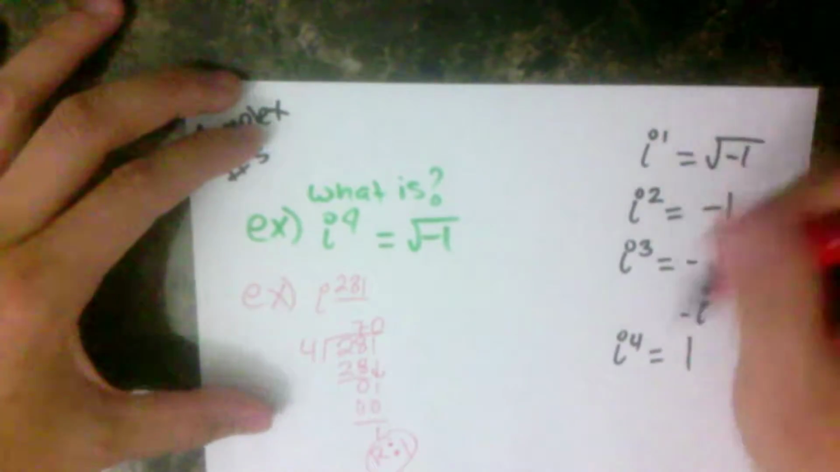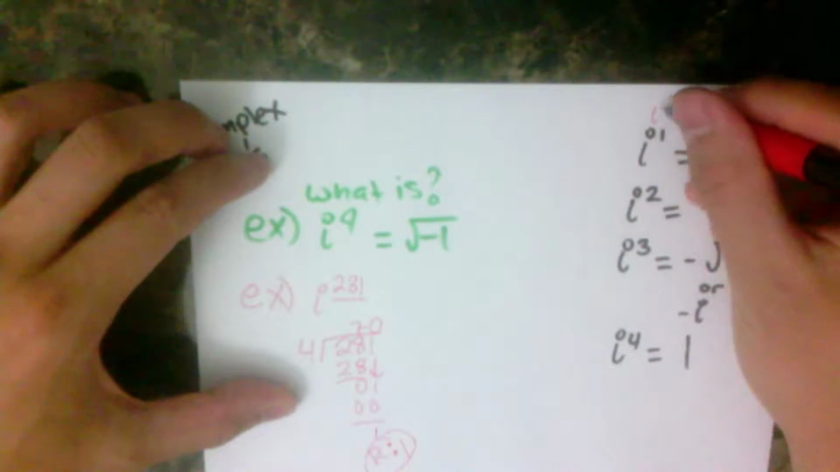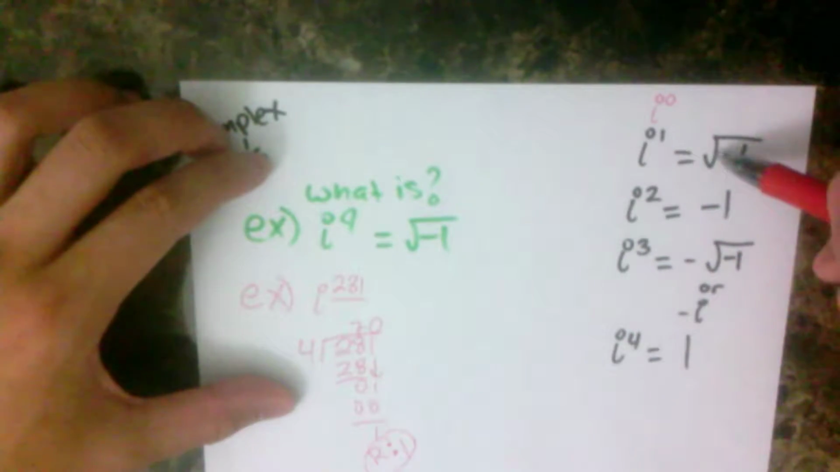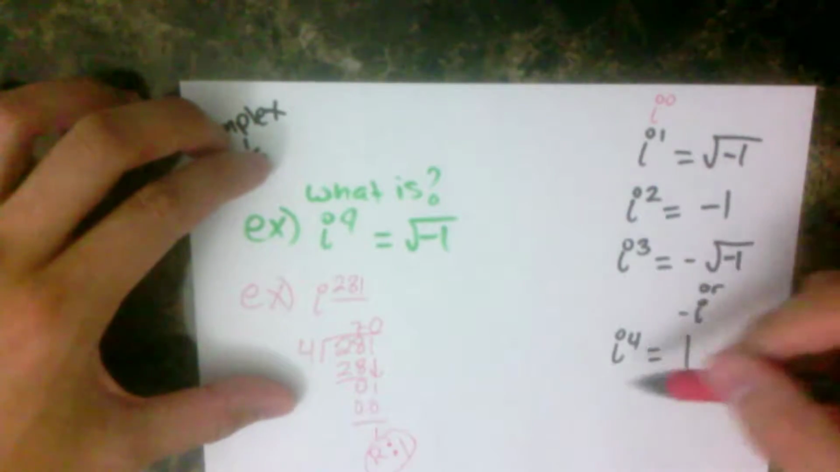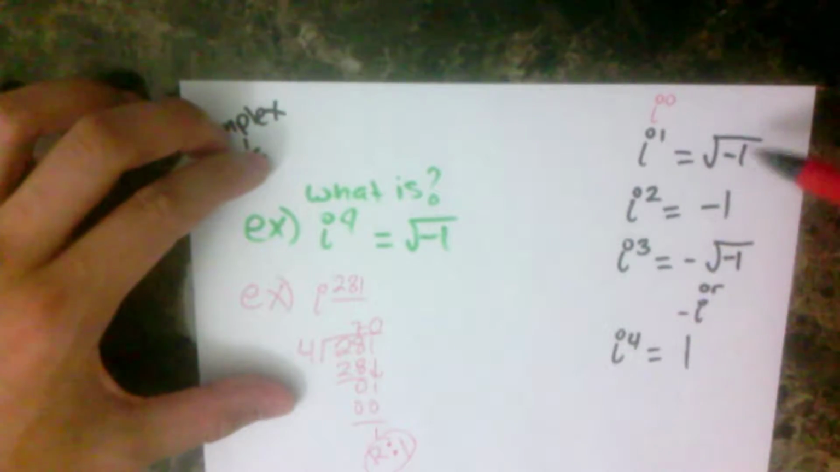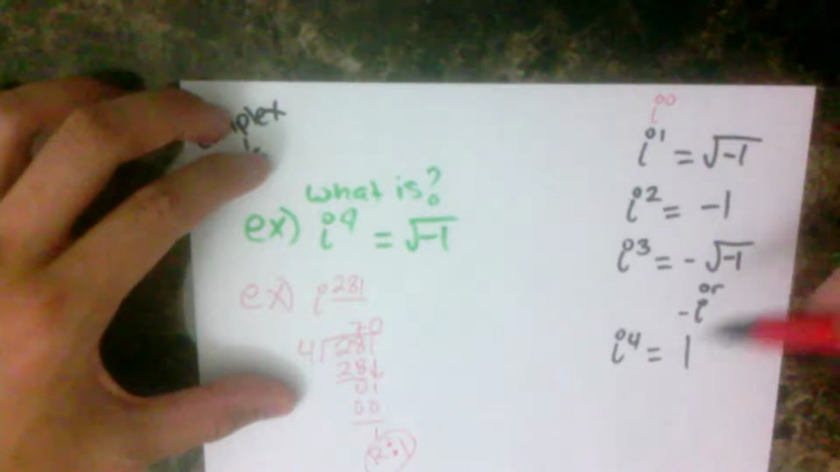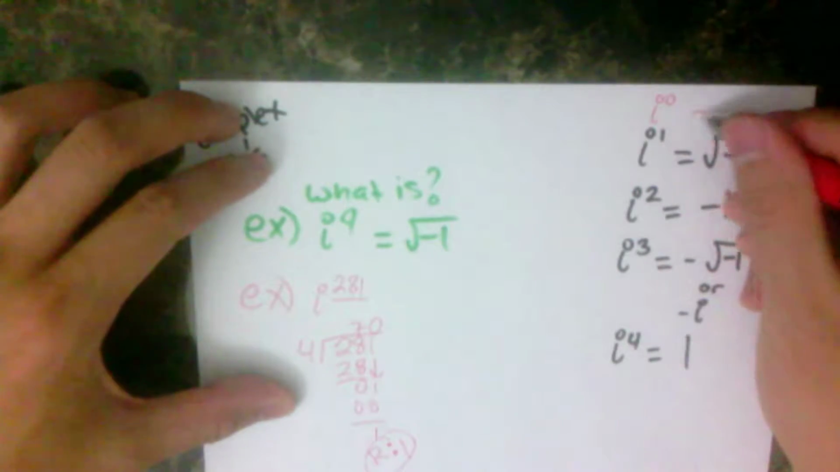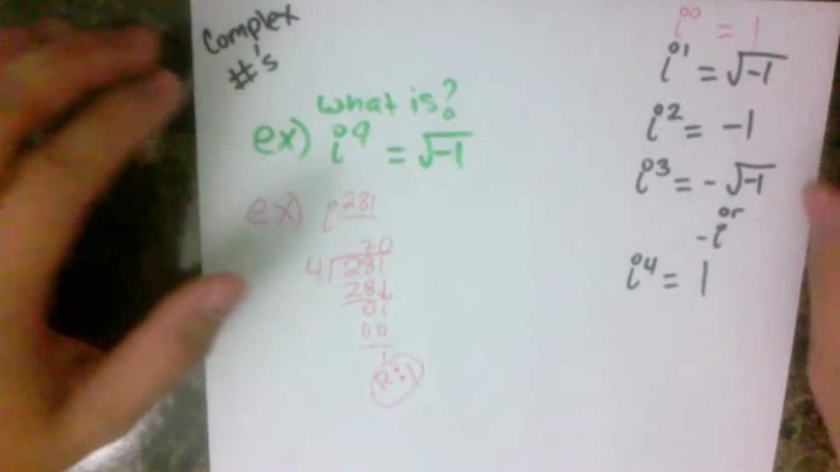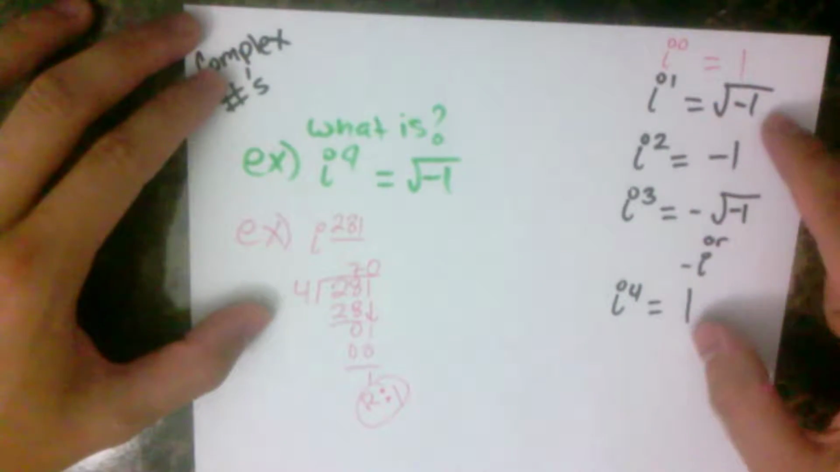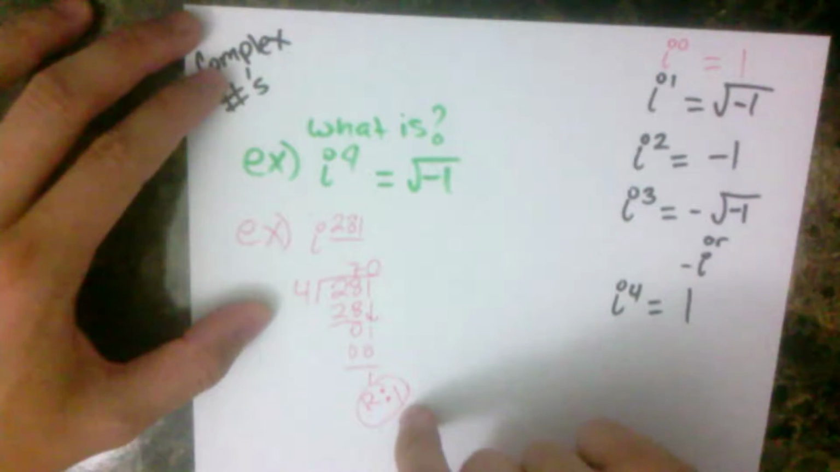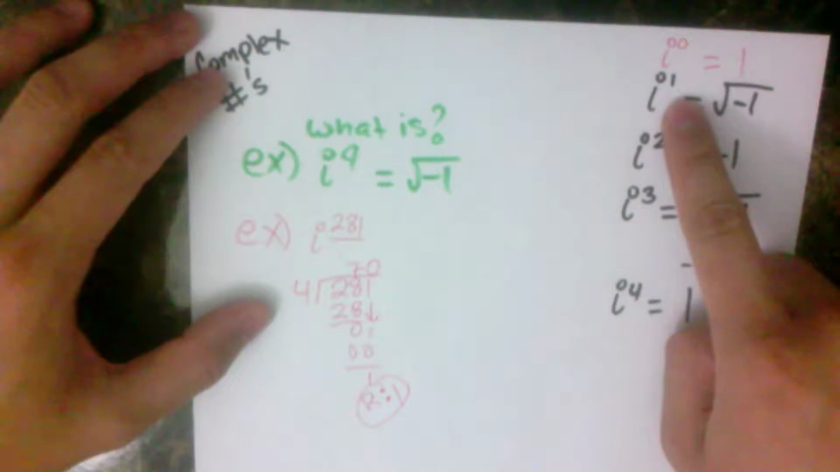Or if you want, you can remember that i to the 0. Remember, this just cycles, right? So it goes i to the 1st is that, 2nd, 3rd, 4th, 5th, 6th, 7th, 8th. Well, if we go backwards, the thing right before the square root of negative 1 would just be 1. And it just repeats. So, however you want to memorize it, in any case, if you know these 4 values, all you have to do is divide by 4 and find a remainder. Whatever that remainder is, look for the matching exponent. Okay?